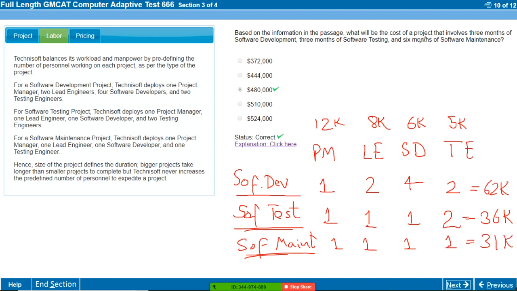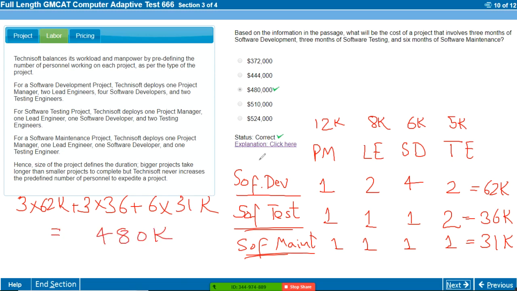So finally, the required value is 3 months of development, 3 months of testing, and 6 months of maintenance. So the final calculation is 3 into 62,000 plus 3 into 36,000 from here, and 6 into 31,000. This finally gives you the value of 480,000. So that's your correct answer.